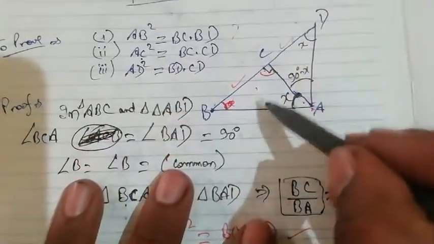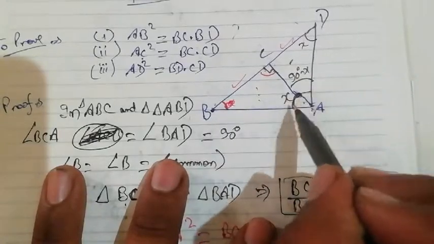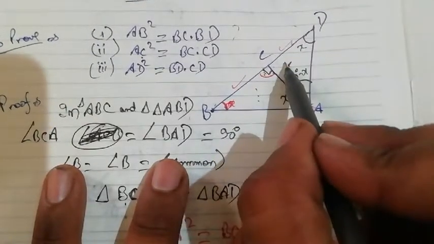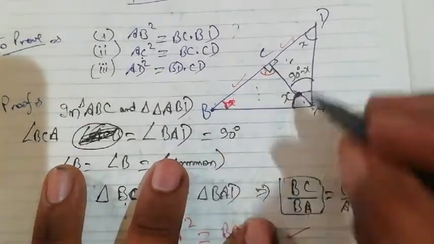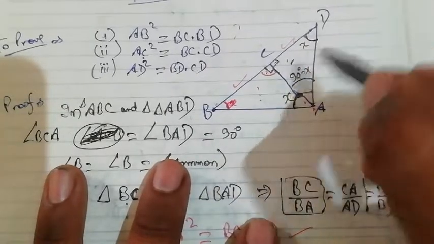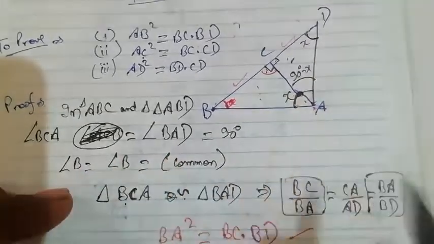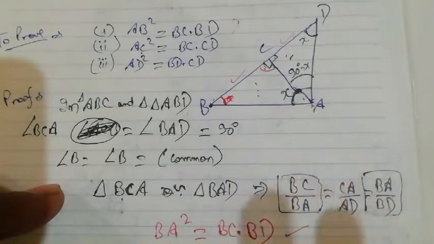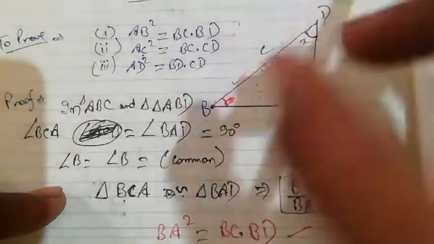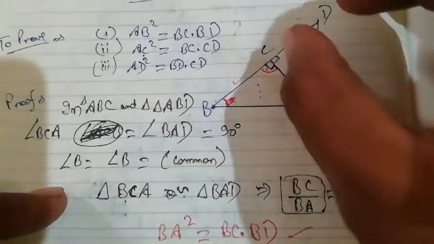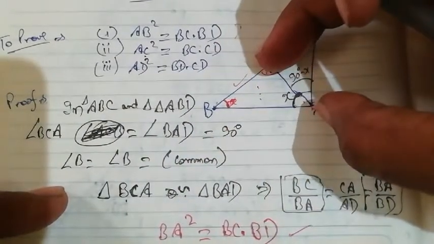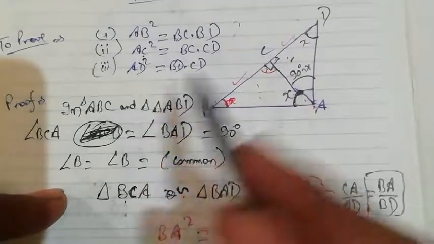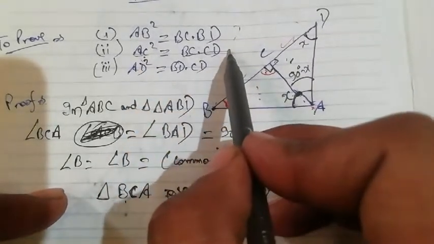So now in these two triangles, this is 90 degrees and this is also 90 degrees, and this is X and this is X. So by angle similarity, these two triangles are going to be similar. So we can say that AC upon BC is equal to CD upon AC, and from here we will get the conclusion AC square is equal to BC into CD.